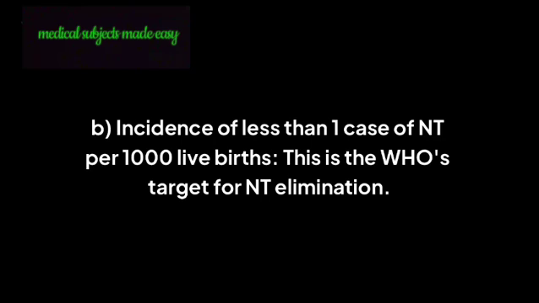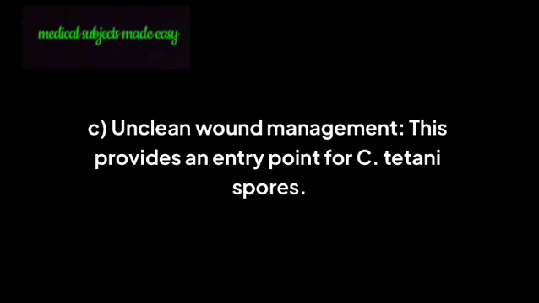The 16th question. How often should adults receive a tetanus booster? It is every 10 years. This is the recommended interval for tetanus booster shots in adults. Not 5 years, not 15 years. It is 10 years, every 10 years.